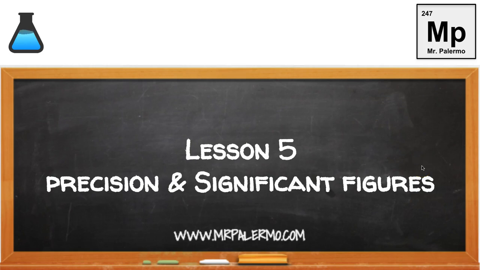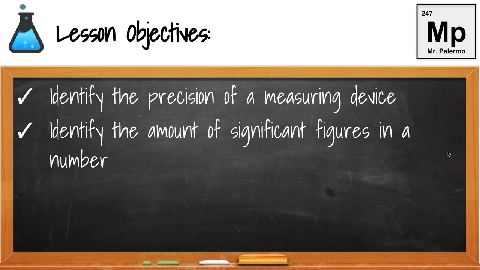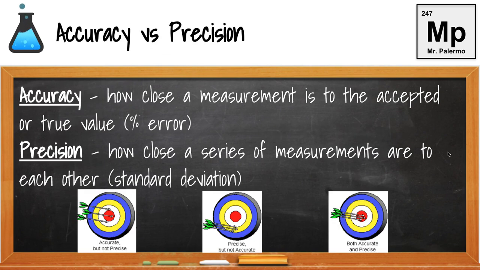Welcome to lesson number 5 on precision and significant figures. Our objectives for this lesson: identify the precision of a measuring device and identify the amount of significant figures in a number. So let's first talk about accuracy versus precision.